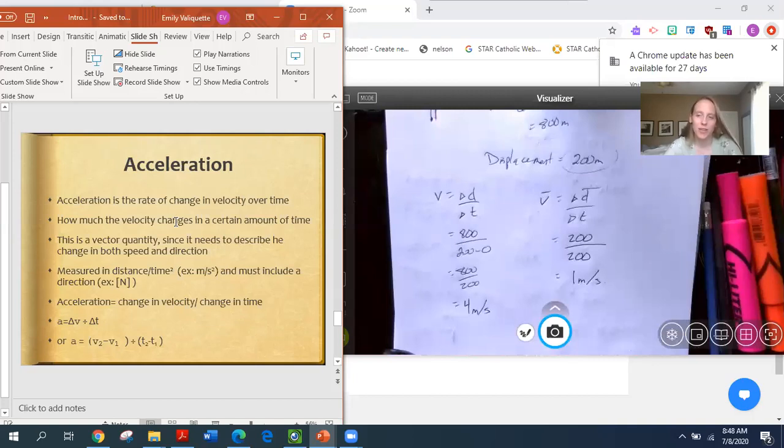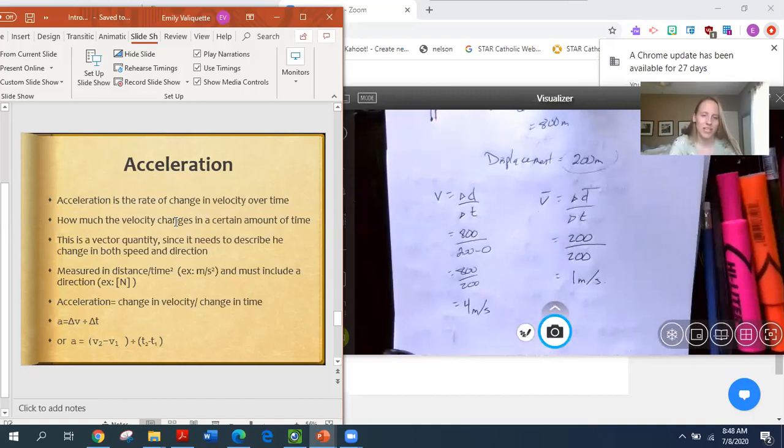It does need to include direction technically, though a lot of the time on tests and quizzes, if it's multiple choice, I will just be asking for the magnitude of the acceleration. So that's the amount of the acceleration, or the number without the direction attached to it. It is measured in distance per time squared. So for example, meters per second squared or kilometers per hour squared, stuff like that.